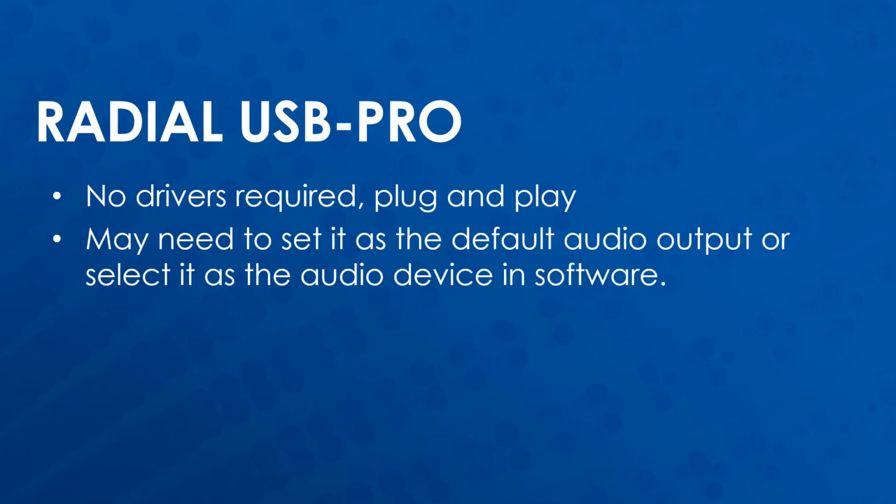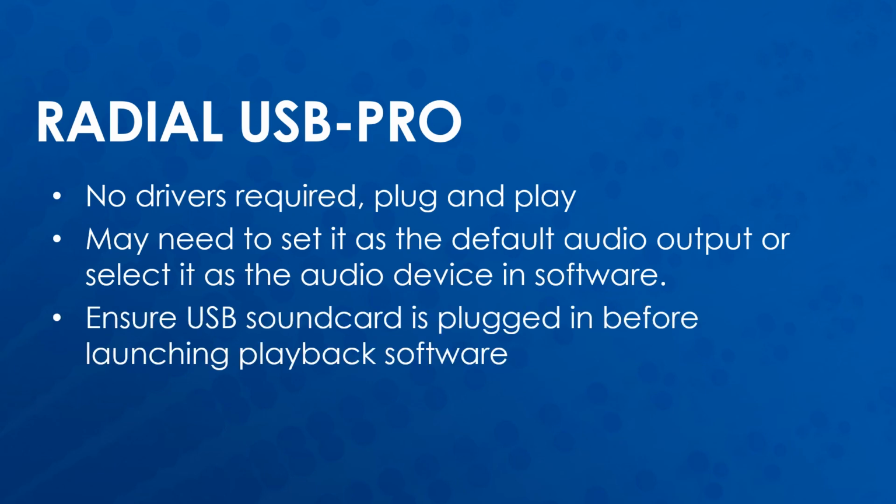To output audio to the USB-Pro, it may need to be set as the default audio output on the computer. Some software also requires an audio device selection in the software program. A restart of the program is then recommended to be sure things work correctly. In most cases, it's best to ensure the USB sound card is plugged into the computer before launching the audio playback software.